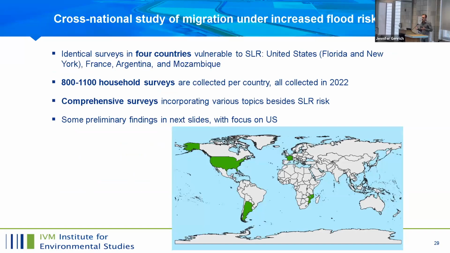But the big project of my PhD was to conduct, together with Lisa Hagedorn, surveys in 4 countries in different areas in the world. So in the United States, in New York and Florida, in Mozambique, Argentina, and in France. And we did around 800 to 1100 household surveys in those areas, where we of course incorporated, besides all these sea level rise related and flood related questions, a bunch of other things that are important or hypothesized to be important in migration decisions. And in the coming slides, I will present some preliminary findings of these surveys, while I focus on the results in the US.